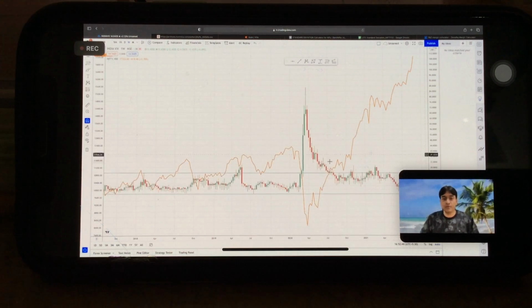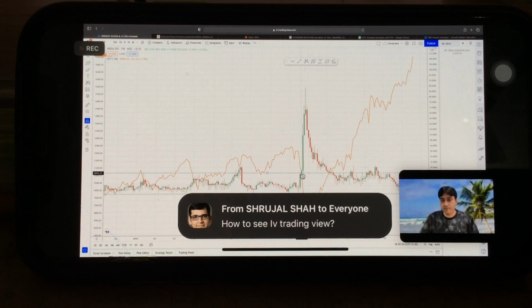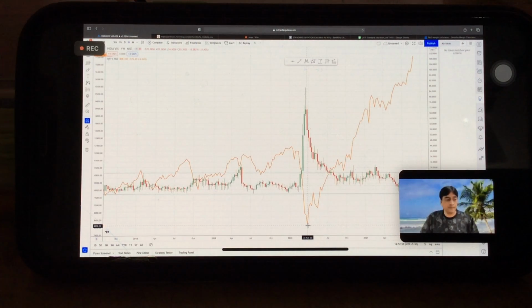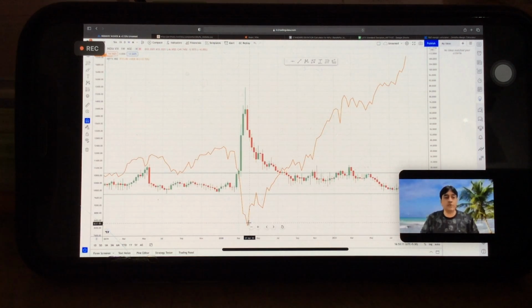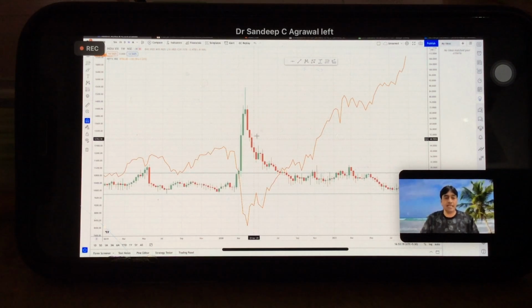See, this is comparative. This is Nifty and this is IV. Both met here in March 20. Nifty went from 10,900 to 7,500 some level, and IV shot from 22 to 86. So as IV increases, markets tend to fall. When the market is fearful, the implied volatility increases and markets drop. So that's an indication. Why?